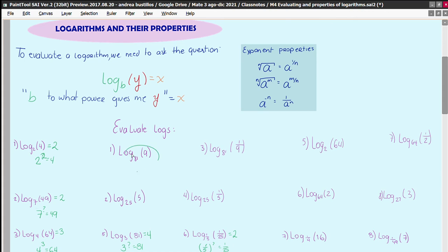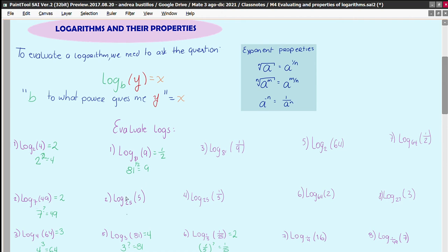Now, what happens here? Notice that my base is bigger than the argument of my function, but these two numbers are related. Why? Because you know that the square root of 81 is 9. And by the properties of exponents, you know that a square root can also be rewritten as the power 1/2, meaning that the answer for this logarithm is 1/2.